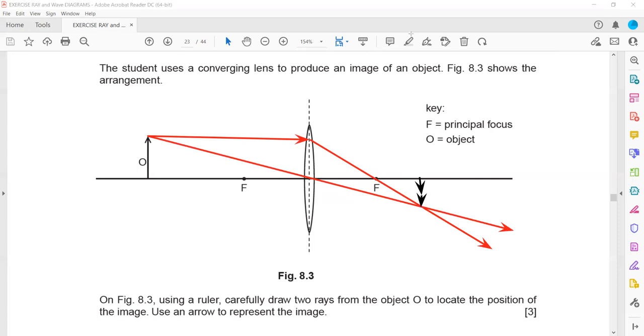I can take another ray. A third ray we can also take, but we need only two to represent. So we can take the ray passing through the focus, which will go parallel. That will also intersect at the same point.